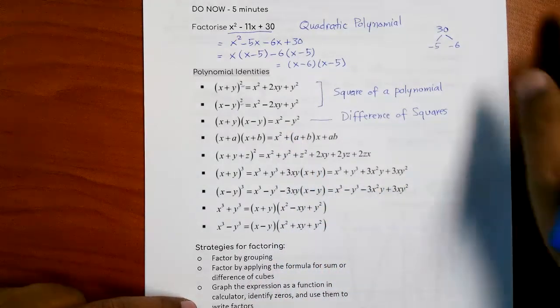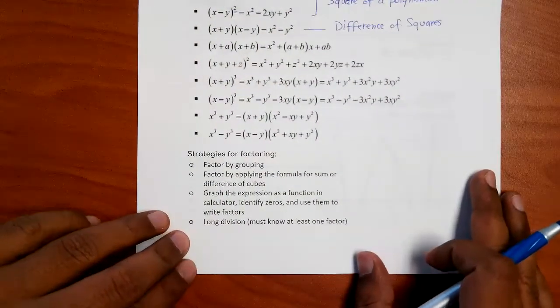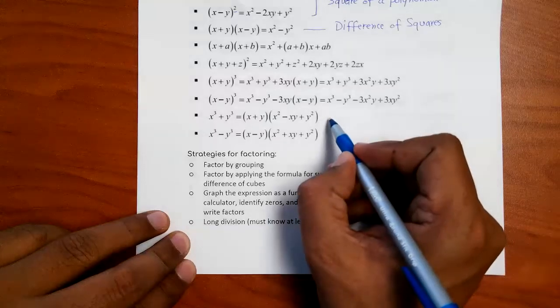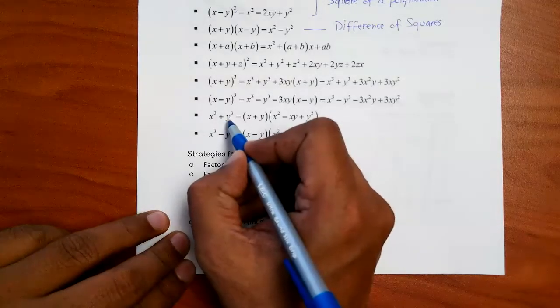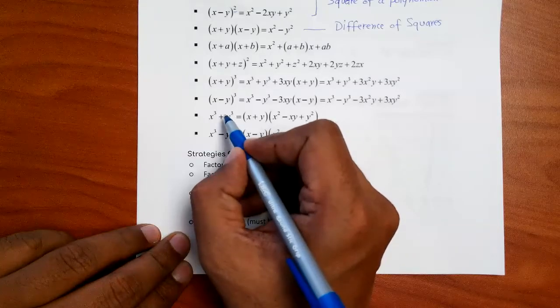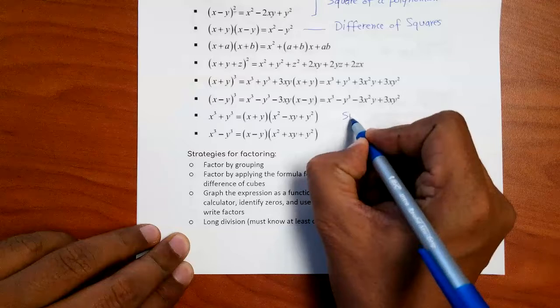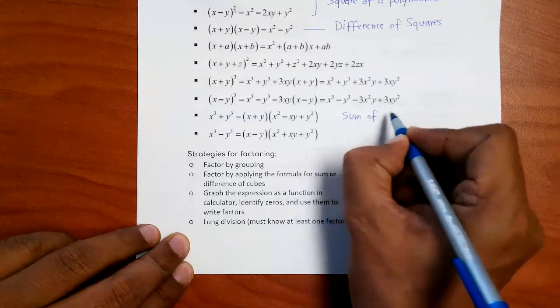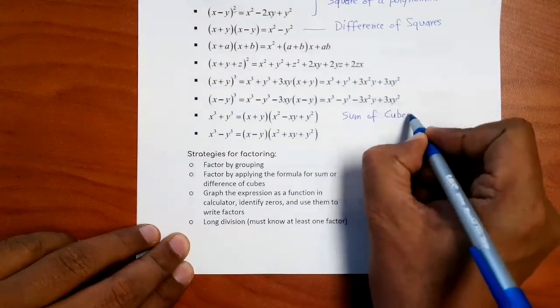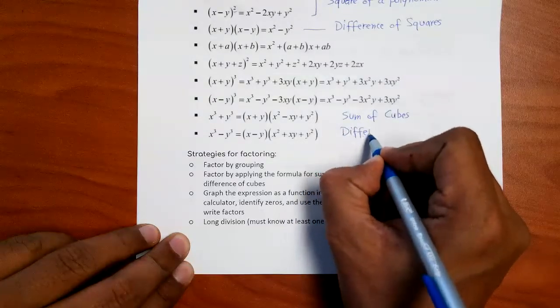So these are a few common identities. And then if we look down here, these two are important. You see the cube here and also the cube here. Here you have the positive sign, here you have the negative sign. So this is called the sum of cubes identity, and this is called the difference of cubes identity.